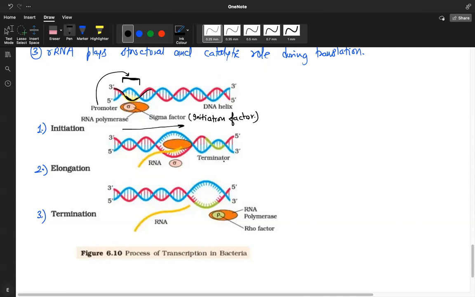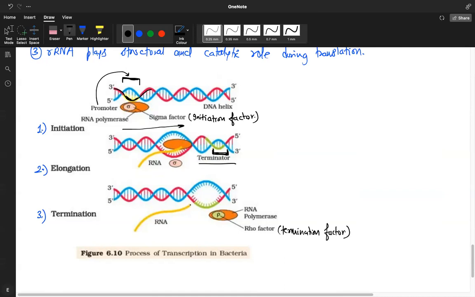The moment it reaches the terminator region, can you see this region? This part here. This is the terminator region. The moment it reaches the terminator region, another factor comes and binds to RNA polymerase. So basically, these factors are like switching on and switching off the RNA polymerase binding to DNA. If sigma binds, RNA polymerase binds to the promoter region. And the terminator factor is called Rho. So when the termination factor binds, RNA polymerase falls off the DNA.